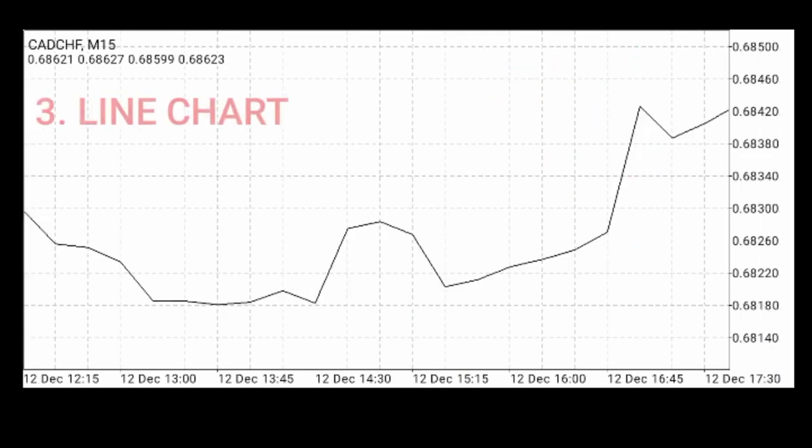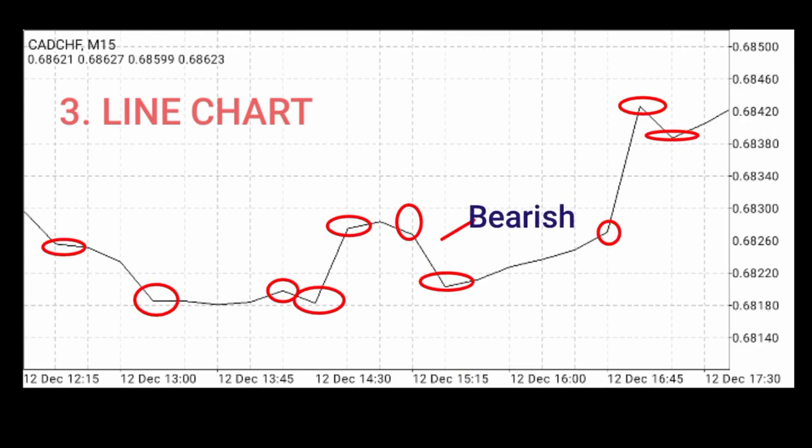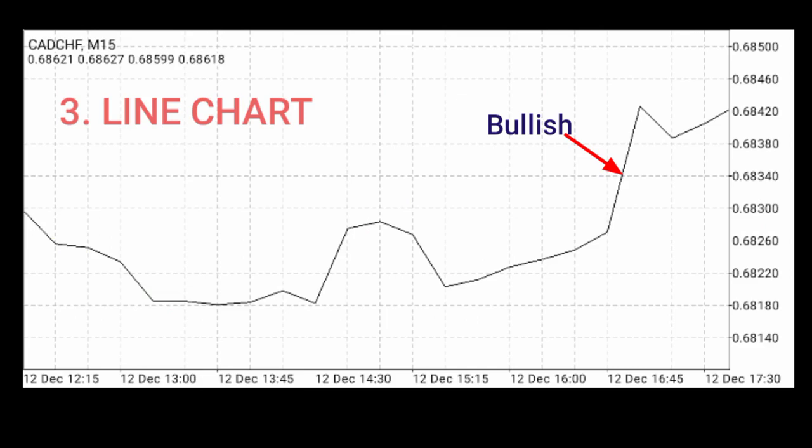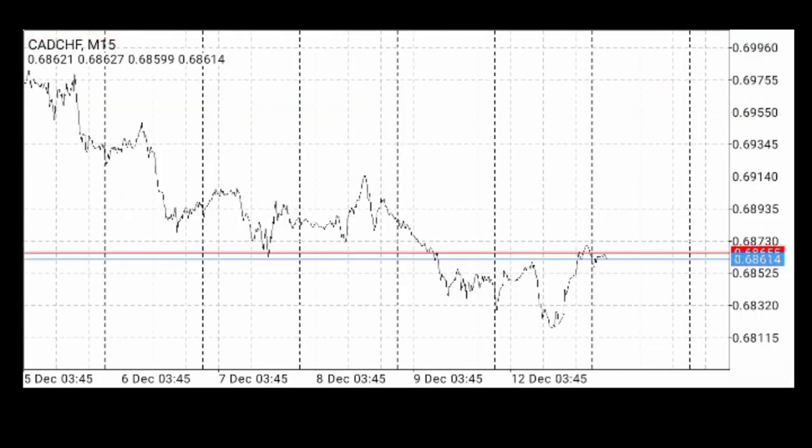Then you have line chart. This line chart only shows you the close. So whenever a close is lower than the previous close, then it means you have a bearish section in that period. Then if the next close is higher, that means you have a bullish section. The line chart just helps you to get just the close, but the most commonly used chart is the candlestick.